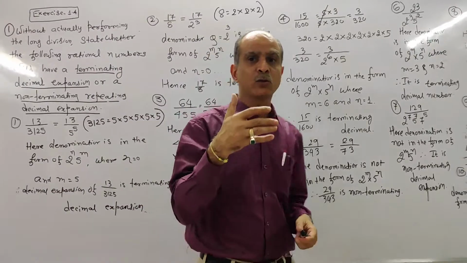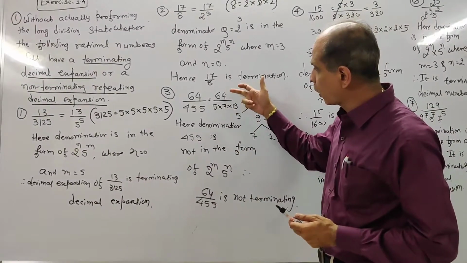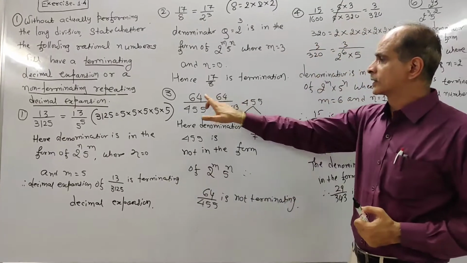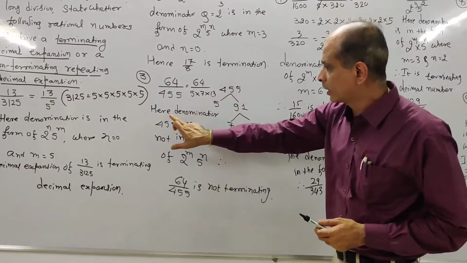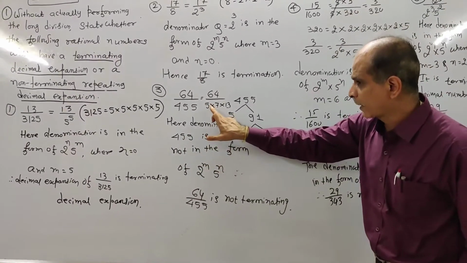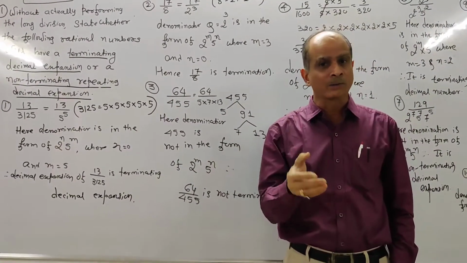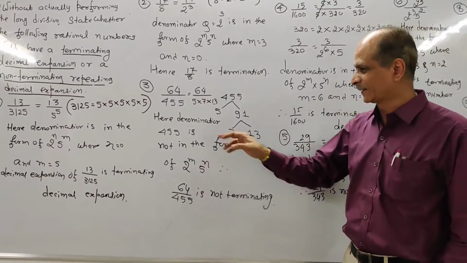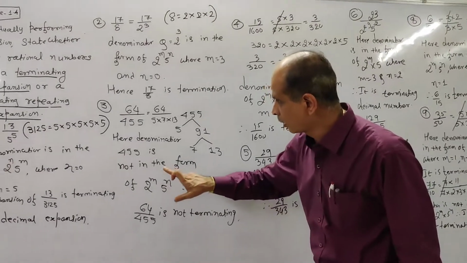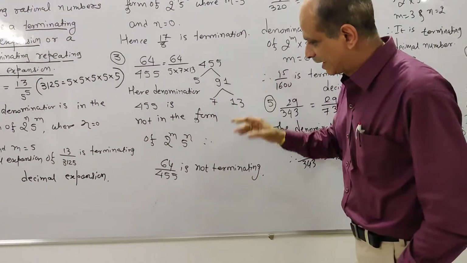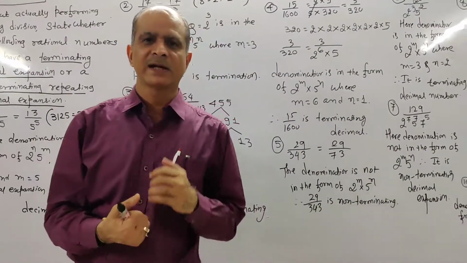You know, here p and q are co-prime numbers. You can divide 64 only by 2, and there is no common factor in the numerator and denominator, so 64 and 455 are co-prime numbers. If you observe the denominator, here the denominator is 455 and its factorization is 5, 7, 13. So it is not only in the form of 2 and 5, and that's why it is not in the form of 2 raised to m and 5 raised to n. Along with 5 there is 7 as well as 13, and that's why 64 upon 455 is not a terminating decimal expansion.